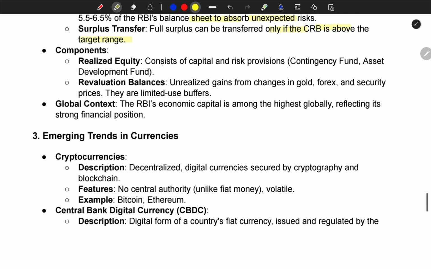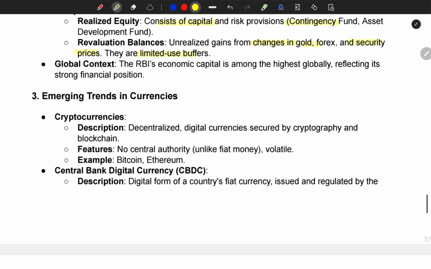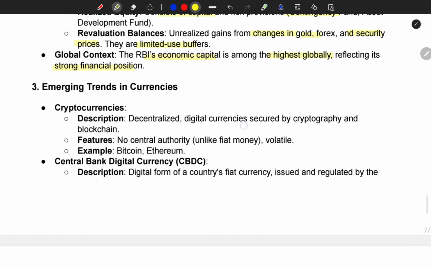Components: realized equity consists of capital and risk provision, contingency fund, and asset development fund. Revaluation balances: unrealized gains from changes in gold, forex and security prices. They are limited-use buffers. Global context: the RBI's economic capital is among the highest globally, reflecting its strong financial position.